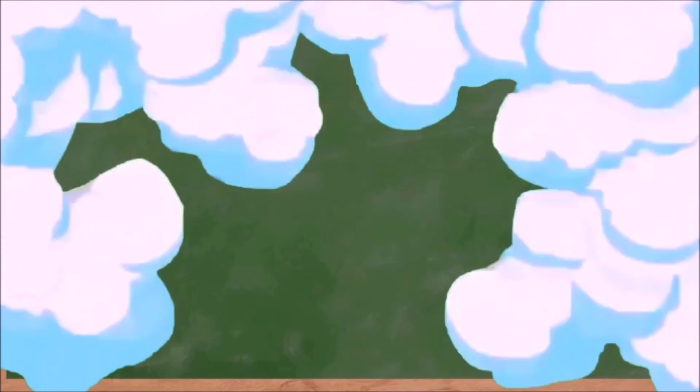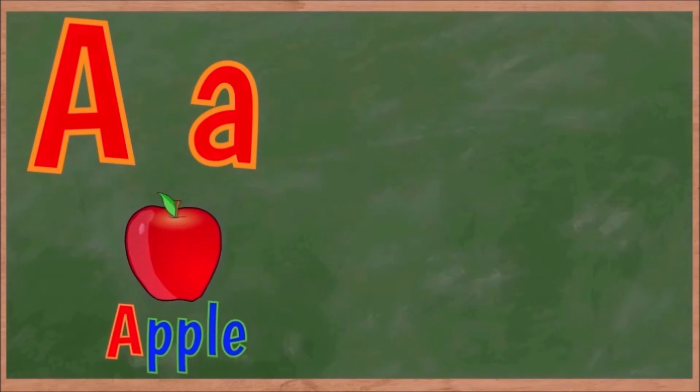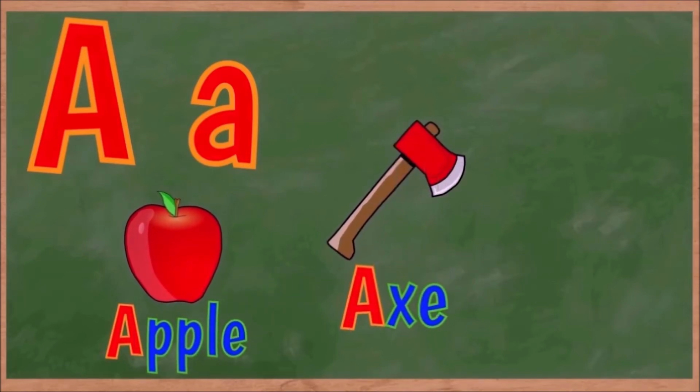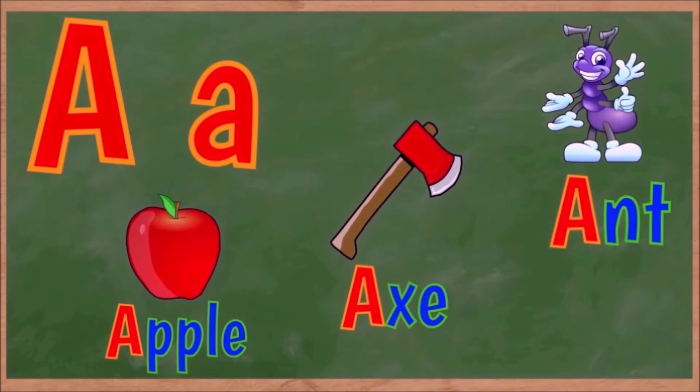Going through the alphabet is going to be a really big job, but I'm really glad you're here to help. Let's get started. The first letter of the alphabet is A. The A makes an ah sound. Give it a try. Ah. I think I got it. Did you? A for apple. Axe. Ant. On to the next letter.